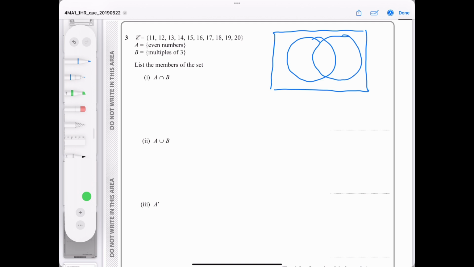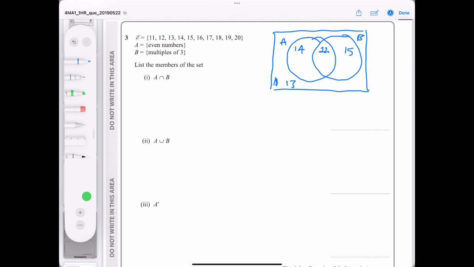Right. Even numbers. Multiples of 3. Now, weirdly, 12 goes into both, doesn't it? Because 12 is both a multiple of 3 and an even number. A, B. 11 is not. Right. So 11 is on the outside. 13 is neither an even number nor a multiple of 3. 14 is an even number. 15 is a multiple of 3.